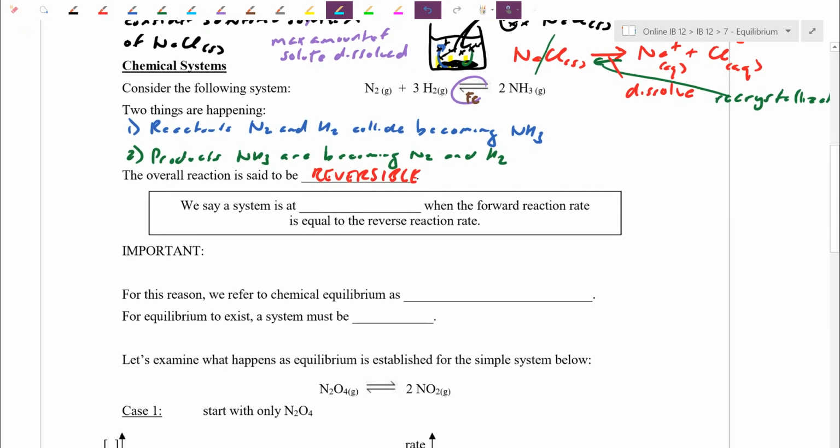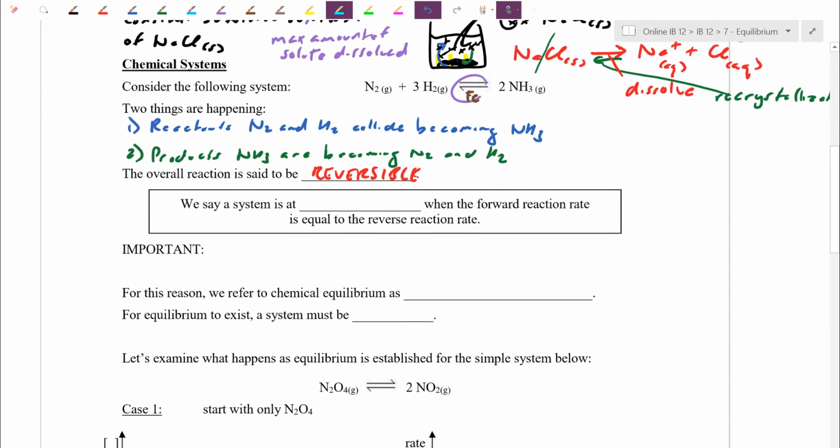Sometimes it takes about a minute or so. Sometimes it could take hours to equilibrate. But eventually, you're going to hit this situation of balance where the rates end up being equal. So we say a system is at equilibrium when the forward reaction rate equals the reverse reaction rate.